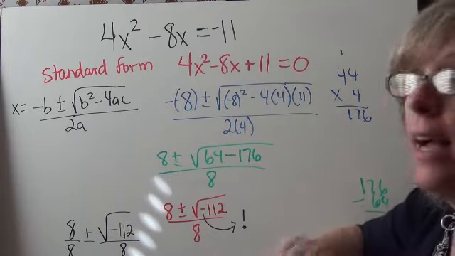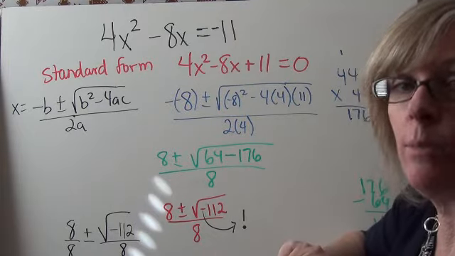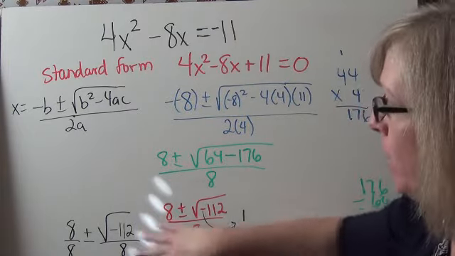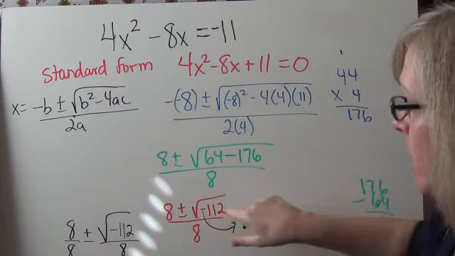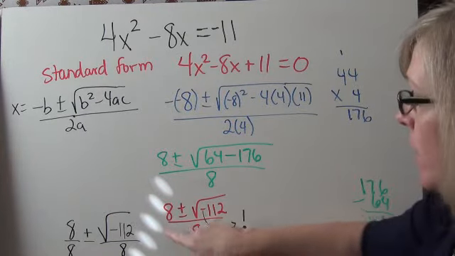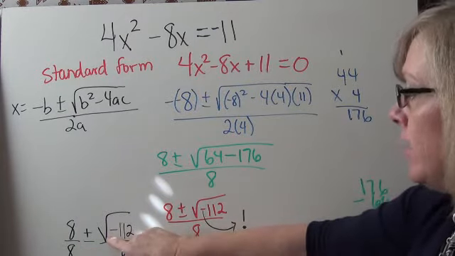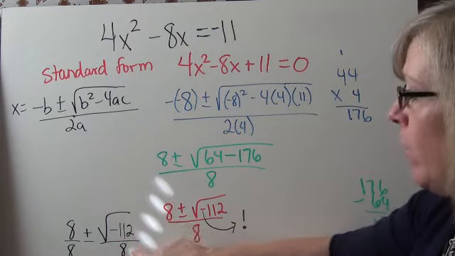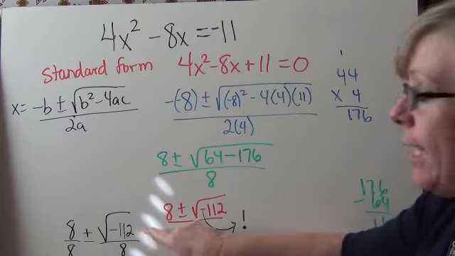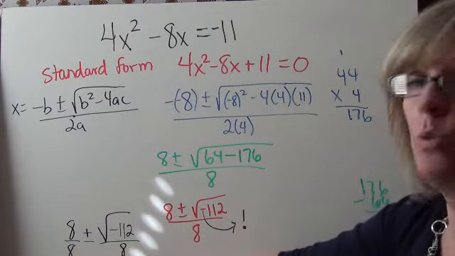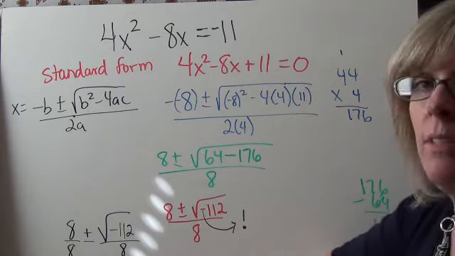So the problem is I can't take the square root of a negative number. So I did come over here and simplify. I can split this into two different fractions. The first fraction is just 8 over 8, and the second fraction is the square root of negative 112 over 8. So that's all I did here. And I did that so I could simplify 8 over 8 into 1. But I can't get rid of the rest of this yet.